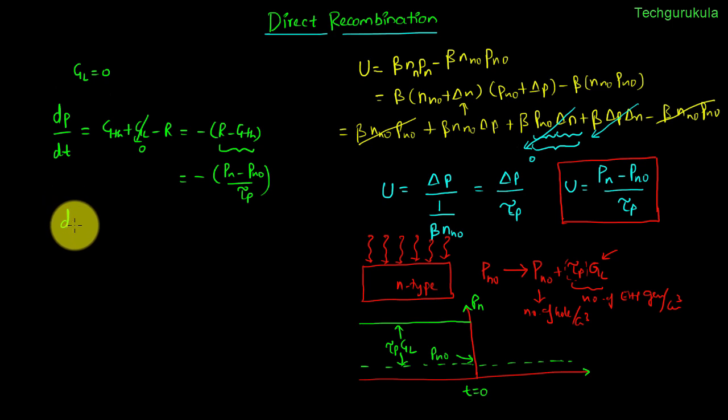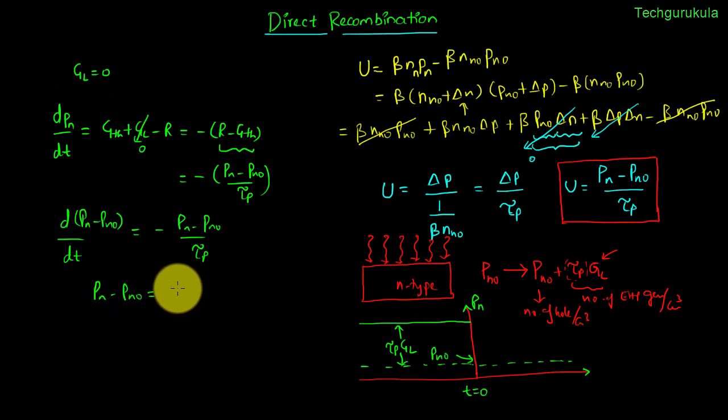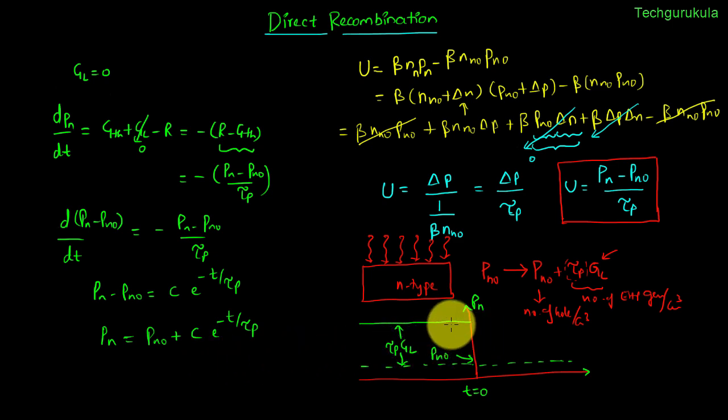So we can write this dP by dt as d of Pn minus Pn naught. This Pn can be written as Pn minus Pn naught, so the differentiation basically doesn't change. So it can be written as minus of Pn minus Pn naught over tau P. We can write the solution for this differential equation as Pn minus Pn naught is equal to some constant times e power minus t over tau P. And we can write this further as Pn is equal to Pn naught plus c times e power minus t over tau P. And we can find from this graph that we have seen what is the value of c.